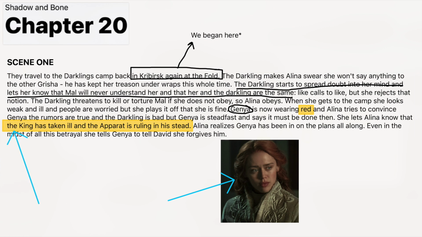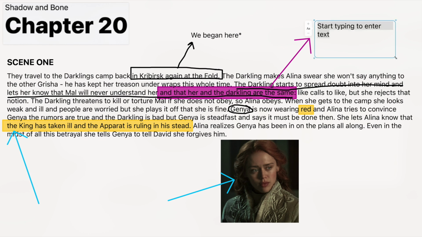And then we have this comment by the Darkling, where he's starting to spread doubt in Alina's mind. He's trying to say that she and the Darkling are the same. This is important because if you didn't know, Shadow and Bone is a 3-part series. This is just part 1. This conversation sets the groundwork for what is to come in the series.